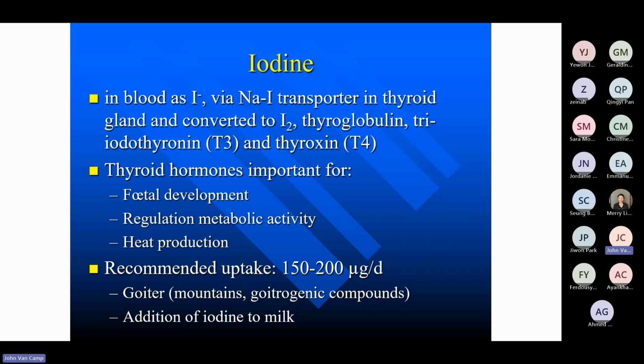And the recommended intake is already known. It's around 150 to 200 micrograms per day. And if you're short of it, then you get goiter, which means a swelling at the level of the neck. So the thyroid gland will just become bigger. It mainly occurs in mountainous regions where the iodine is flushed away.